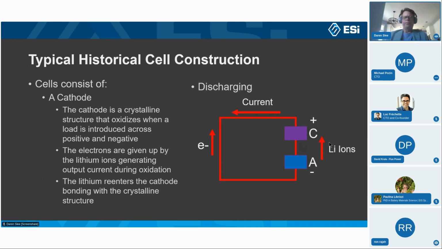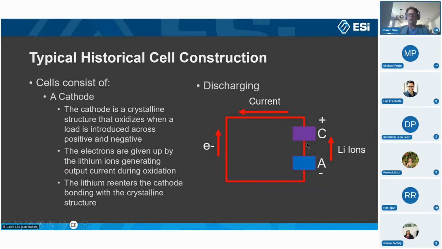When we're discharging, the lithium ions travel back and basically oxidize the cathode, giving up an electron to rejoin with the crystalline structure of the cathode, to release the energy they've stored by becoming lithium metal in the negative electrode, the anode. So that's how the energy is stored and then released in lithium ion cells.